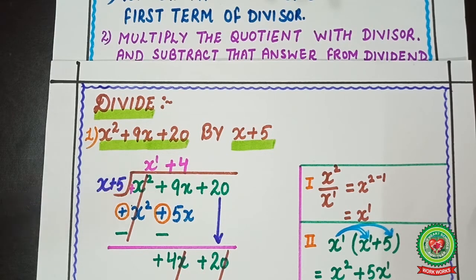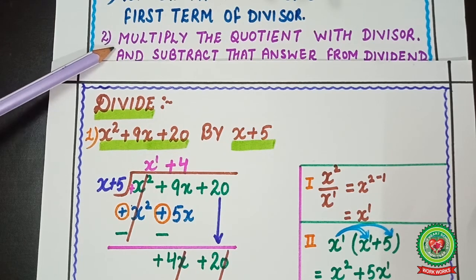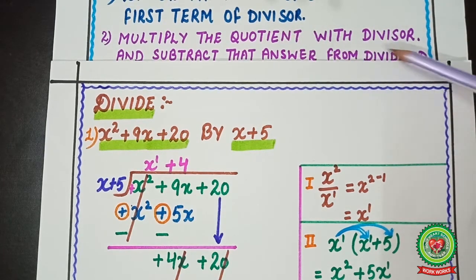Now move to the second step. Read it here: multiply the quotient with the divisor and subtract that answer from the dividend. First, multiply the quotient with the divisor. The quotient is x raised to power 1, and the divisor is x plus 5, so we write x plus 5 here. Now we have to multiply them. With which method will you multiply them? By the arrow method. Here x is x raised to power 1, and again x is x raised to power 1. So you multiply x raised to power 1 with x raised to power 1 and you will get x raised to power 2, because the bases are the same and they are getting multiplied, so their powers will be added.